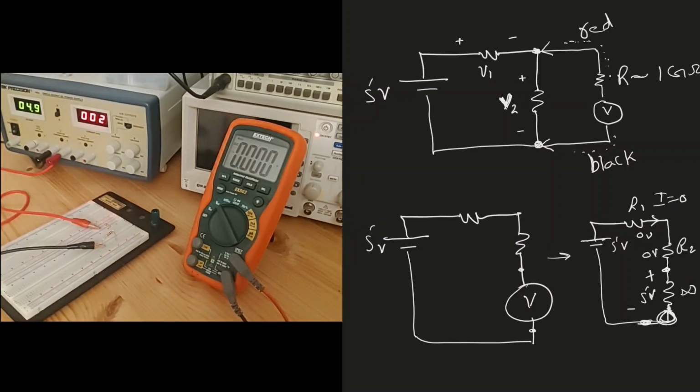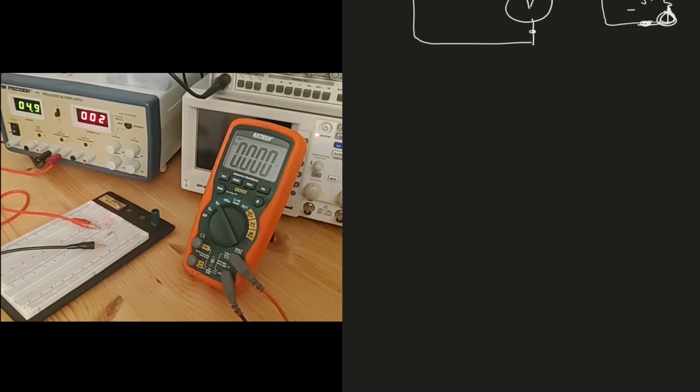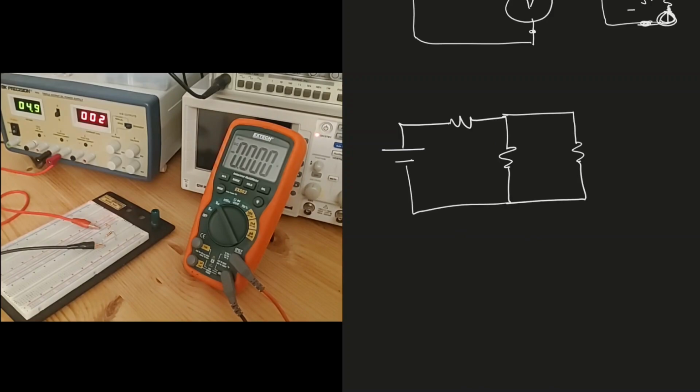Now let's take a look at how we can measure current using the multimeter. If I want to measure the current, first of all, let me draw an example. So I have this circuit, let's say 5 volts again, and I want to measure the current through one of these resistors. So this is R1, R2, and R3. I want to measure the current flowing through the resistor R3, this current, which is I3.